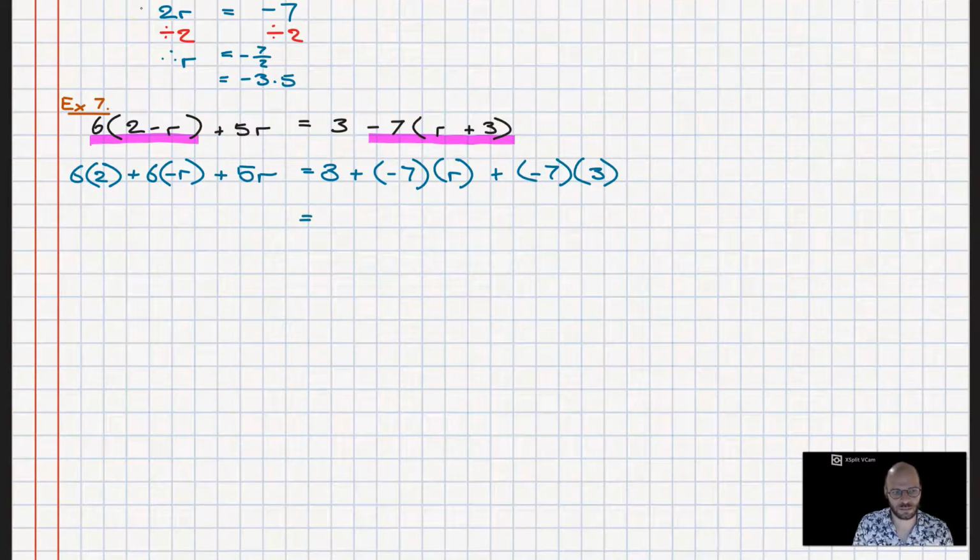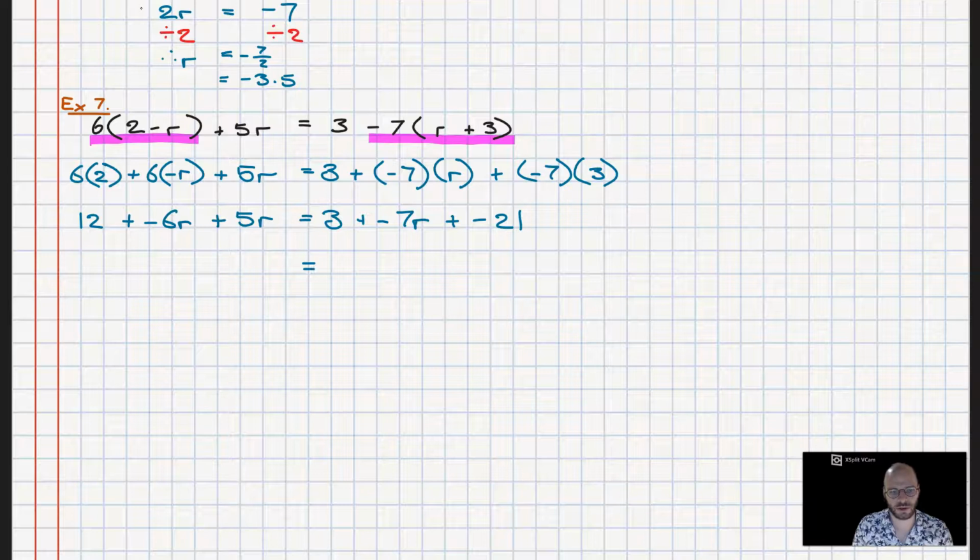Now, cleaning this up, 6 times 2 is 12. 6 times negative r is negative 6r. Then plus 5r. Negative 7 times r is minus 7r. Plus negative 7 times 3 is plus minus 21. Notice I've got these plus and minuses here. Reason being is I simply don't want to forget about my negatives. So I always throw a plus and then I throw down the negative number.